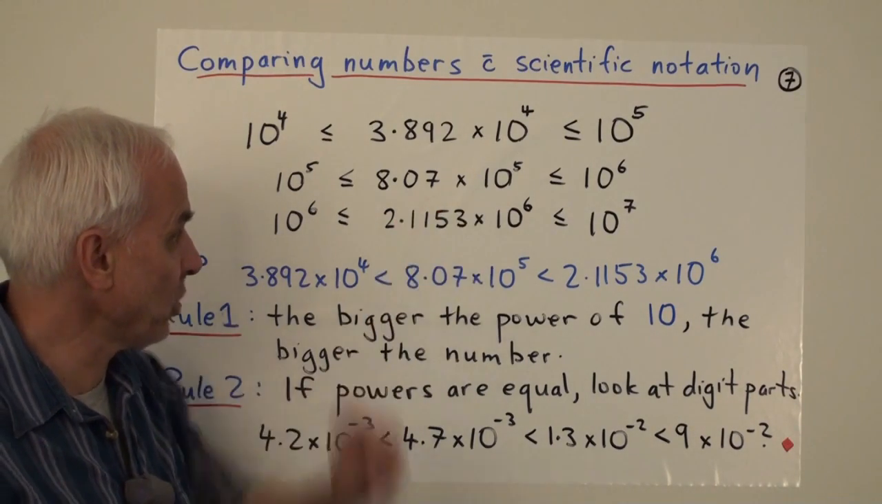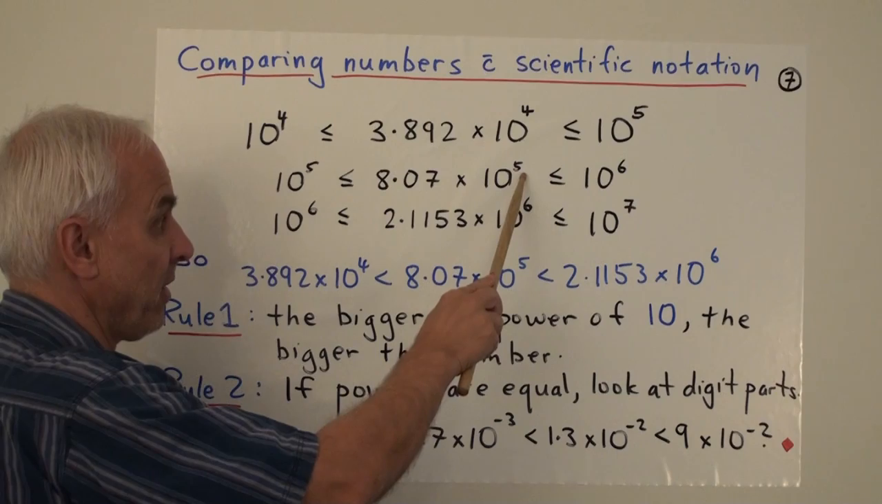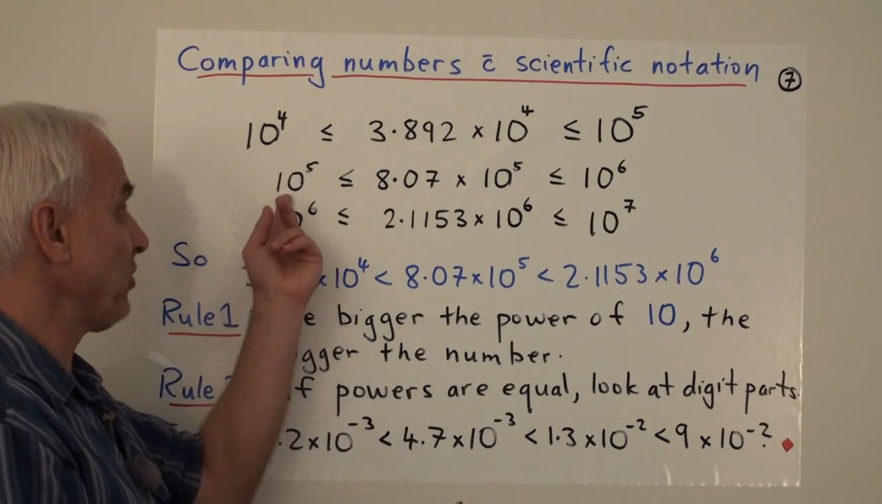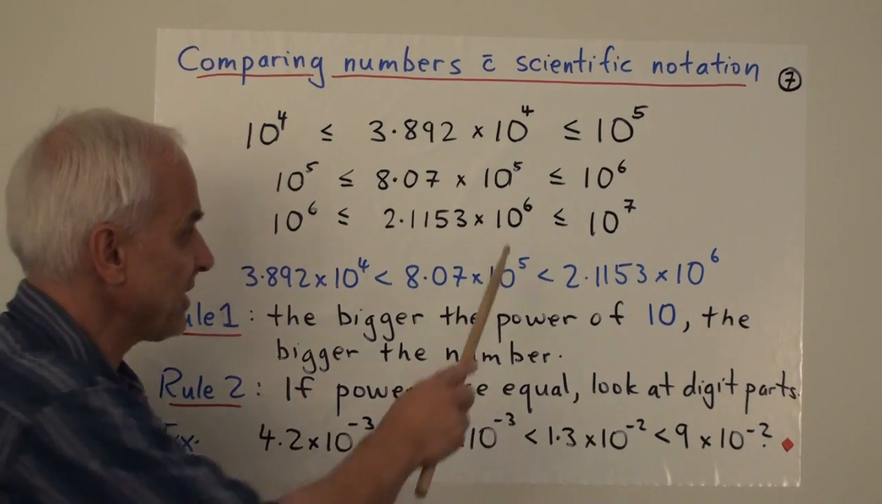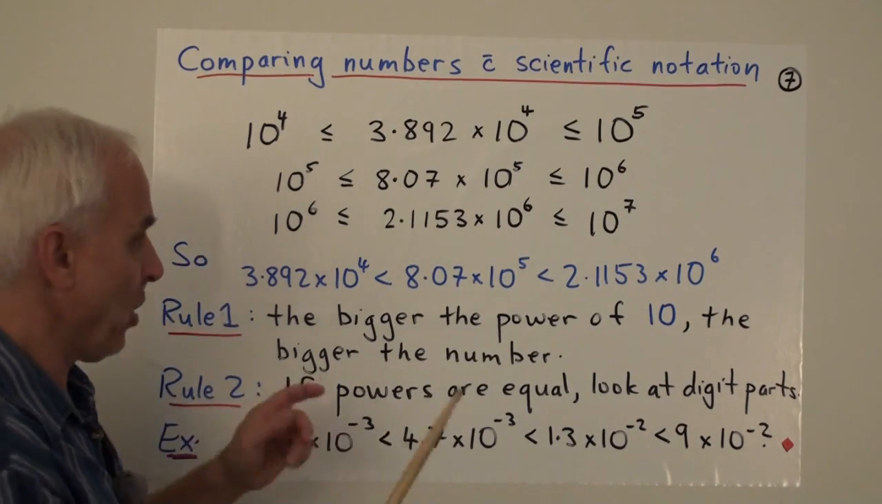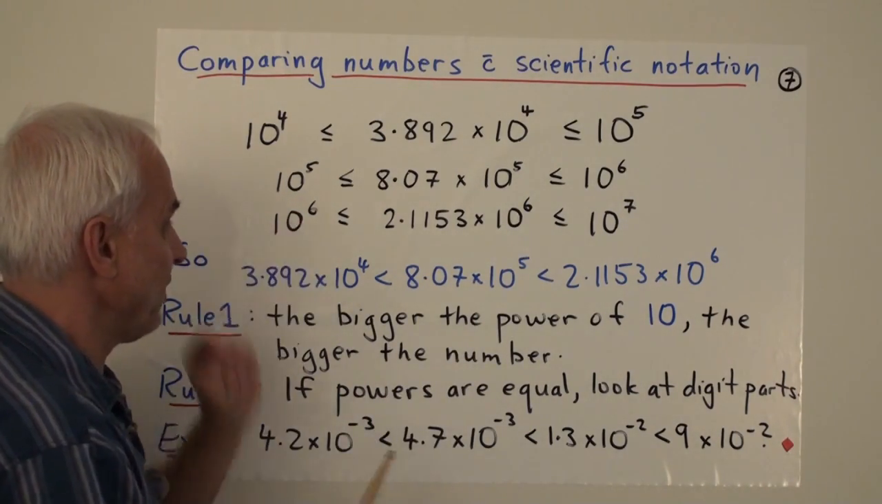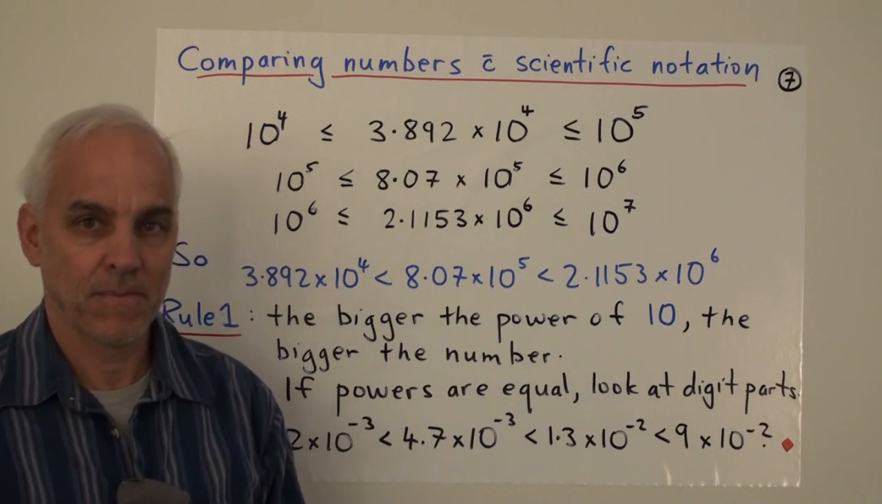This number, we just look at it, we see that there's a 5 there. That means that it's somewhere between 10 to the 5th and 10 to the 6th. This number has got a 10 to the 6th there. We know that this whole number is somewhere between 10 to the 6th and 10 to the 7.